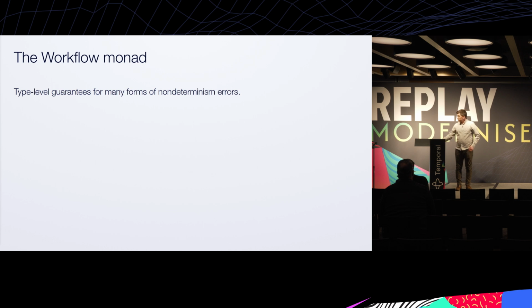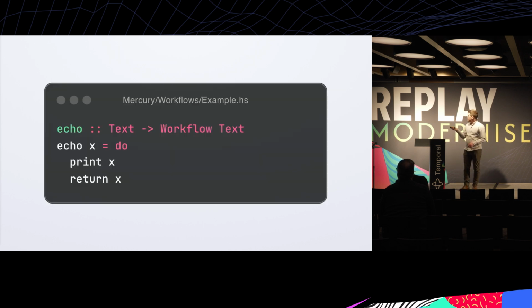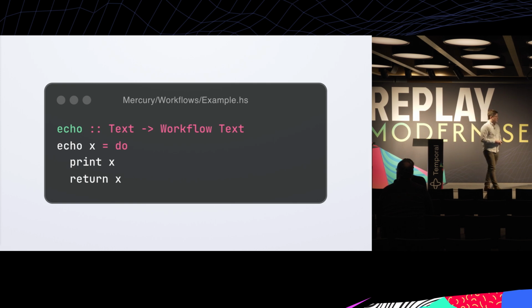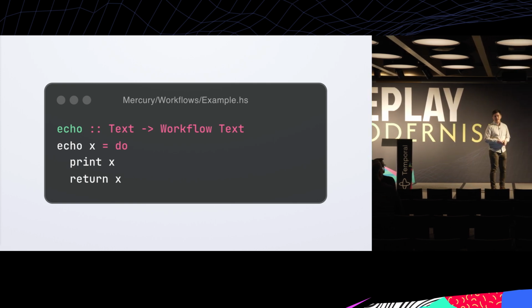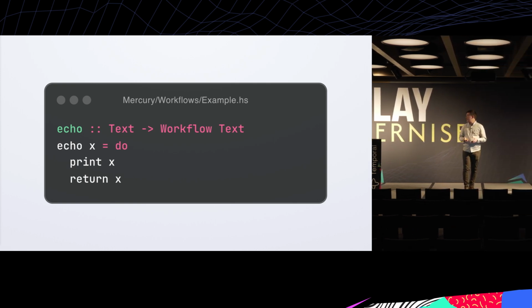So we introduced this thing called the workflow monad. And here's an example of a workflow in Haskell. You'll see next to echo, it takes x as an input parameter, and then it returns x at the bottom. But the problematic thing is this print in the middle. This is performing a side effect. We don't want to allow that, right?